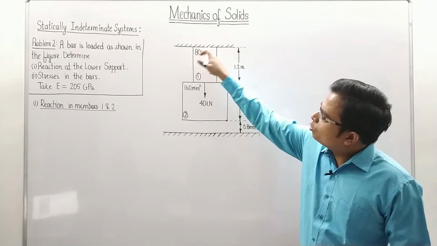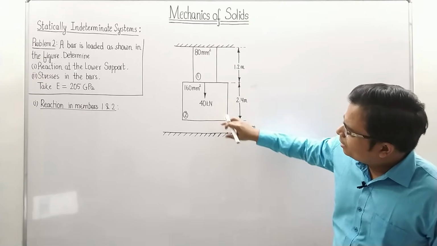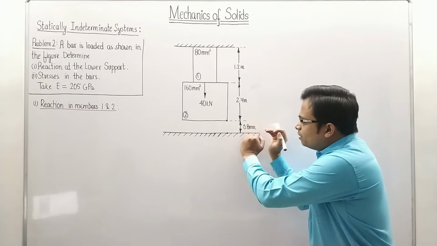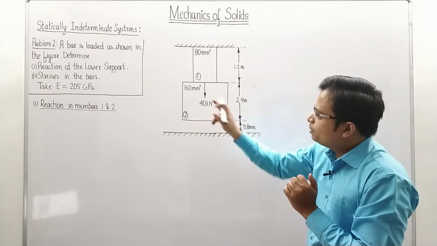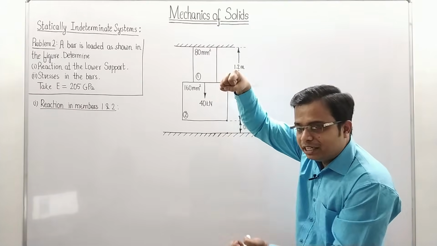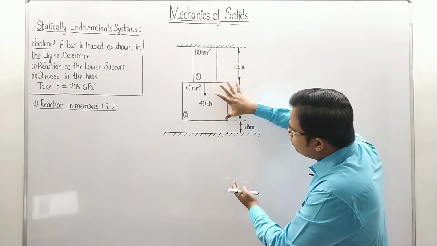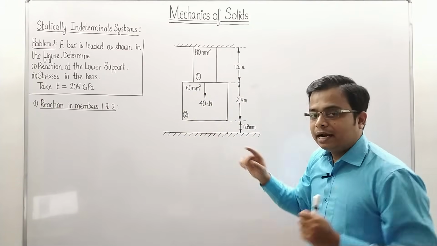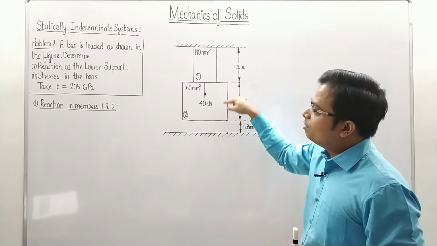So this is suspended from a ceiling, you can say, and this member 2 lies at a height of 0.8 millimeter above the ground. What happens when you apply a force of 40 kilonewtons? Obviously, this member will be under tension, and after a certain point in time, member 2 will come into contact with the ground, and then this member will be under compression.